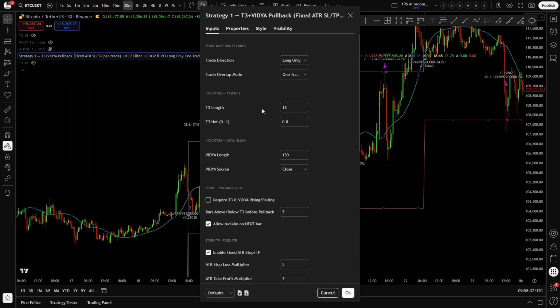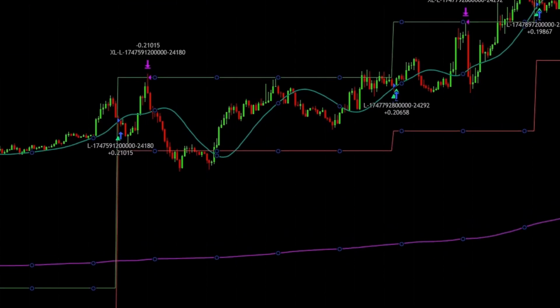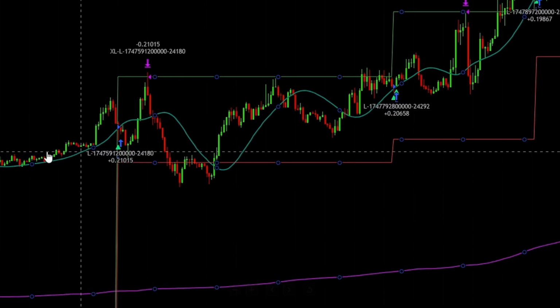This strategy that was created and recommended by ChatGPT is mainly based on 2 moving averages. The T3, which we use as a fast moving average, and the Vidya, which we use as a slow moving average. If you take a look on the chart, this will be our T3 and this is our Vidya.